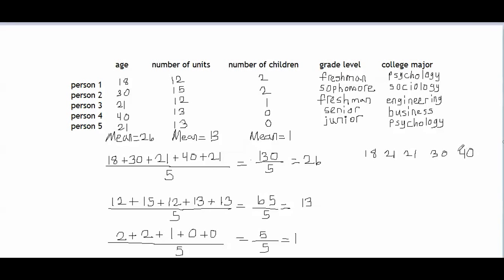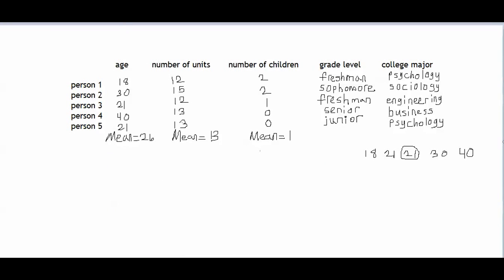I put the data values in order from lowest to highest, and the middle value is 21. So 21 is the median. How could we find the median of the data values in this column? First, we have to put the values in order from lowest to highest.